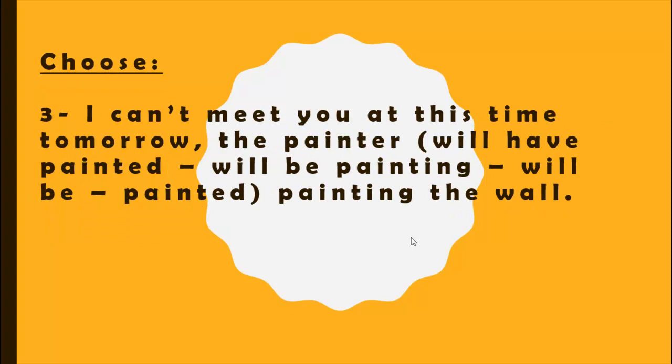The last one here. I can't meet you at this time tomorrow. The painter will be painting the wall. What is the time expression? That's right, this time tomorrow. I mention a certain time tomorrow. And here, after the bracket, painting, verb plus ing. So, of course, I will choose will be. I can't meet you at this time tomorrow. The painter will be painting the wall.